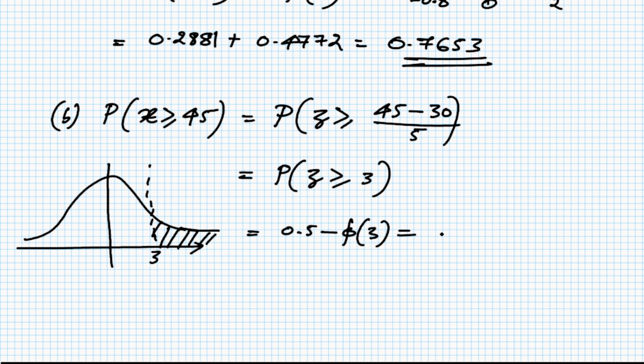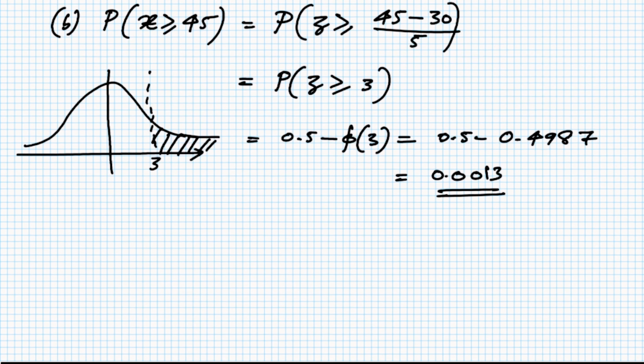All right, so that is 0.5 minus what is phi of 3? I think 0.4987 from the table. So that gives you 0.0013. Please try to understand and solve this. So next question.